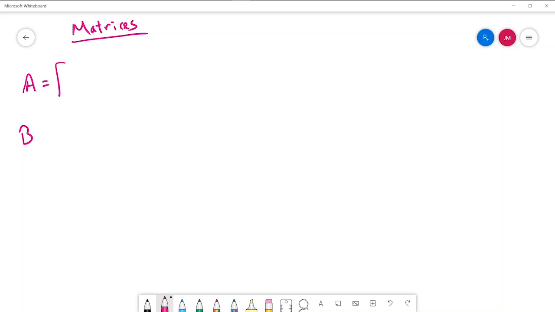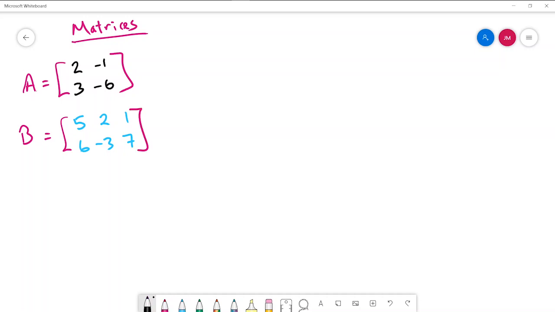Now matrix A, just making these up, let's just put some numbers in like this. And this second one we might put as different. Let's say 5, 2, 1, and 6, -3, and 7. So here's two matrices, just two arrays of numbers, and the dimensions we always go rows by columns.